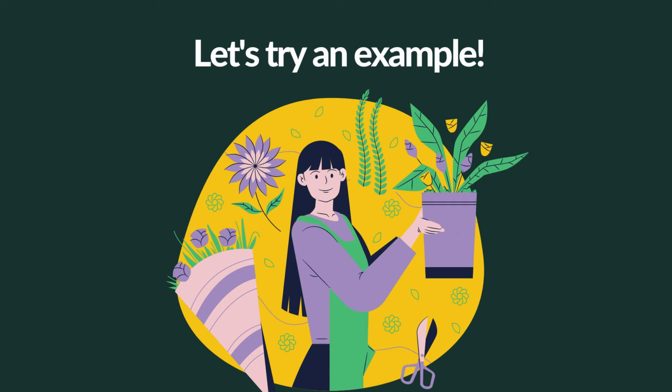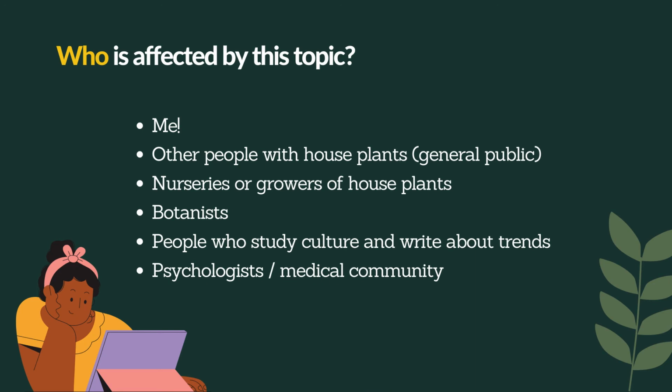Let's try an example. Say I want my topic to be houseplants. I'm interested in this subject, but not sure what to research or how to make it meaningful. Let's use the 5Ws to get started. Let's start with our first question. Who is affected by this topic? I'm affected because I love houseplants.